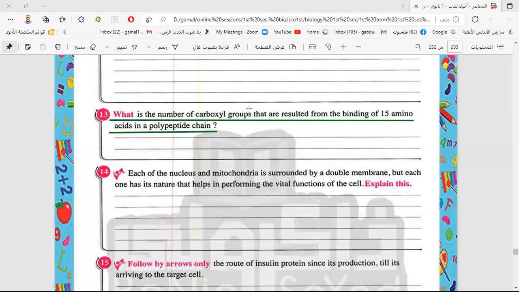How many carboxyl groups? Is any carboxyl group resulting from binding amino acids, or water? Binding amino acids makes a water molecule, yes? Not a carboxyl group. So the answer will be zero. This is a tricky question, because what results from binding amino acids together is water, not a carboxyl group. So the answer here will be zero.